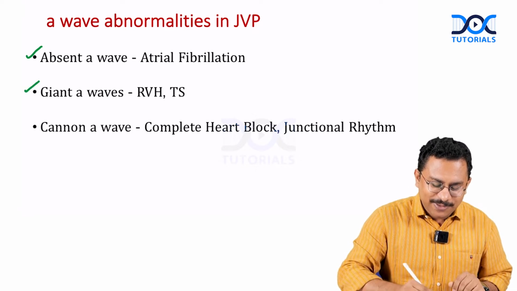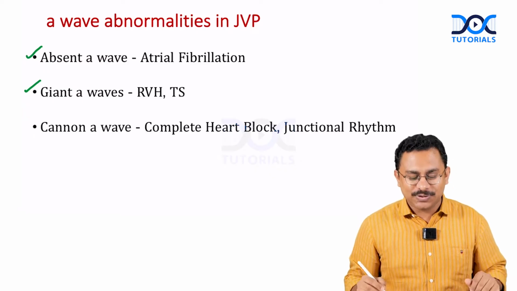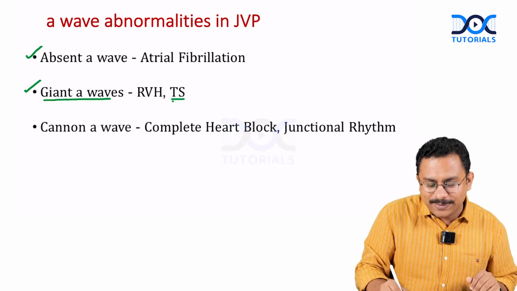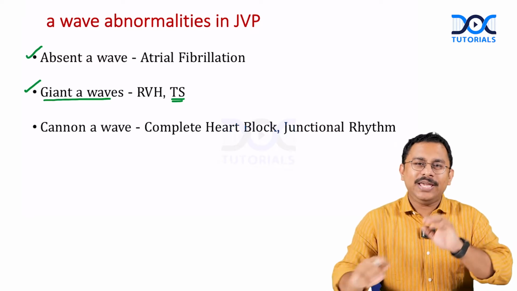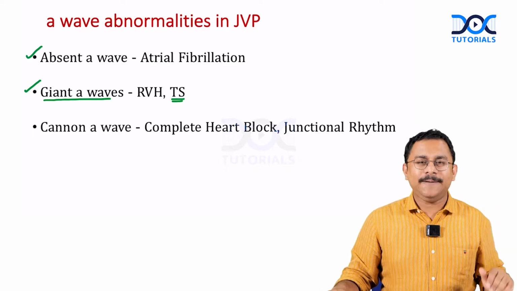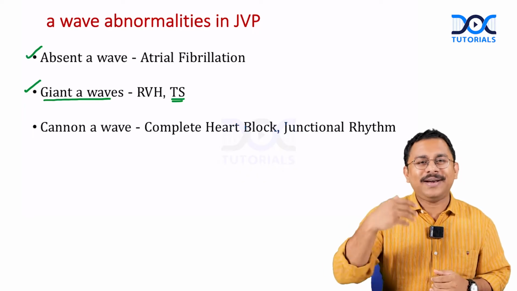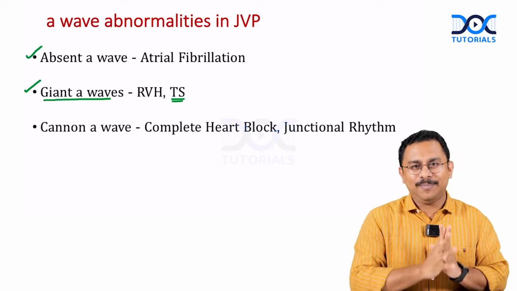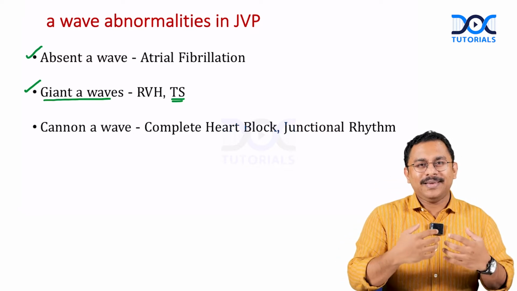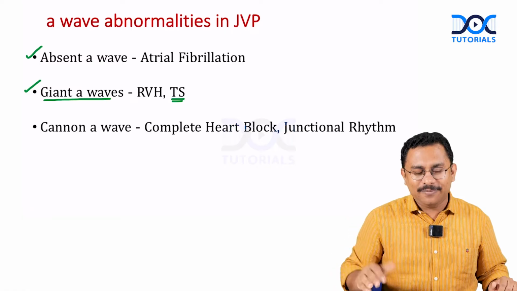Then coming to giant A waves, which can be seen in right ventricular hypertrophy and also tricuspid stenosis. So this is what we have in this question, giant A waves seen in tricuspid stenosis. But let me also tell you, even long-standing mitral stenosis can produce pulmonary hypertension. And you know that right ventricular hypertrophy often happens as a sequela of pulmonary hypertension, correct? So even long-standing MS can produce pulmonary hypertension, then right ventricular hypertrophy, and subsequently a prominent A wave.